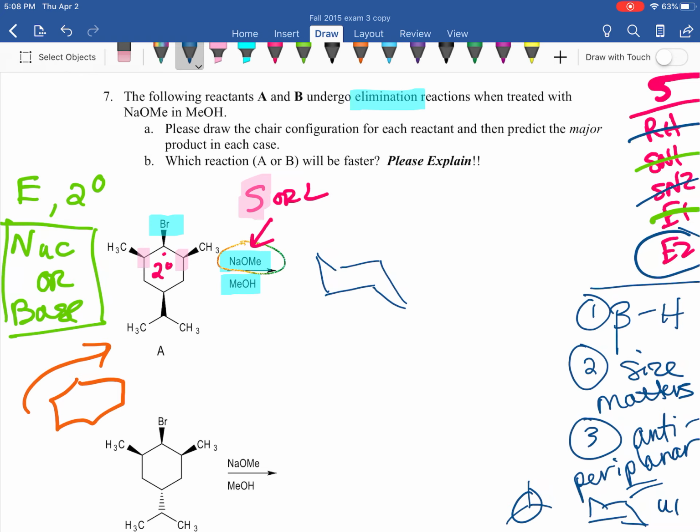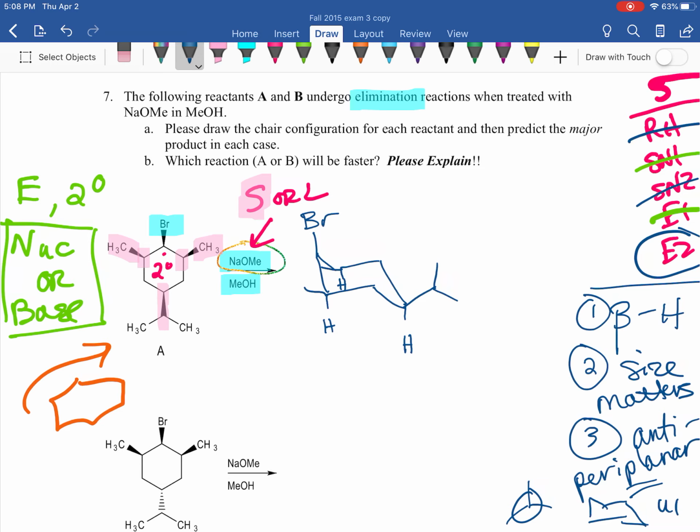So our bromine, I'm going to put it up here. It's nice and bold. I'm going to put that axial. Both of these methyl groups are bold also, so that means they would actually have to be equatorial, leaving hydrogens as axial. And then we've got an isopropyl that is bold also. So what does bold mean on this chair? That is going to be up there.